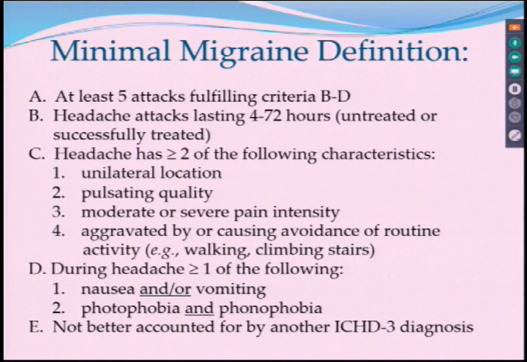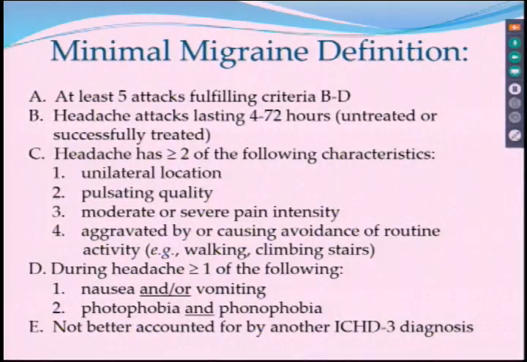So this is the bottom line. The bottom line is, what's the minimal definition of a migraine? You have to have at least 5 headaches that are migrainous in features in order to say a person has a migraine headache. Number 2, headaches for migraines typically last 4 to 72 hours. And you must have greater than 2 of the following: unilateral, pulsating, moderate to severe intensity, and aggravated by or causing avoidance of routine activity. So if you can't get out and walk and climb stairs because of the pain, it may be a migraine.